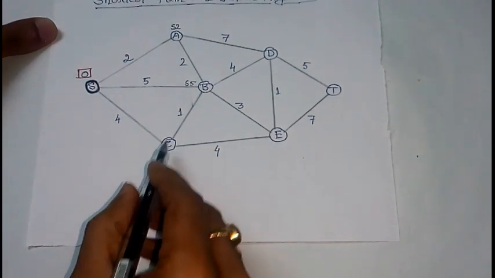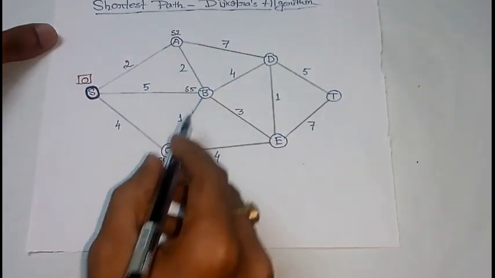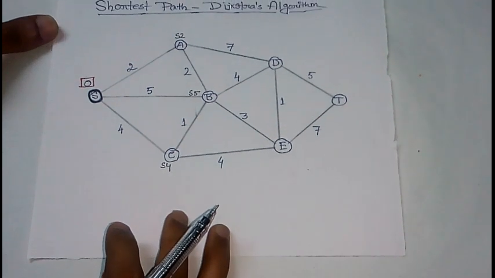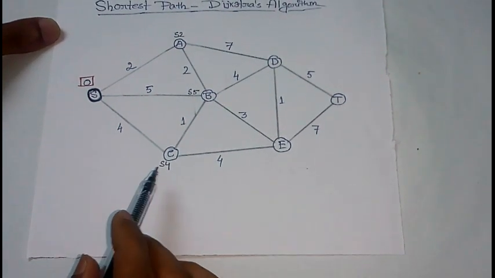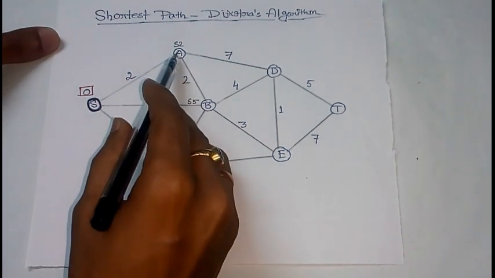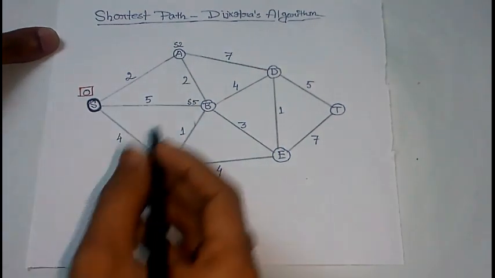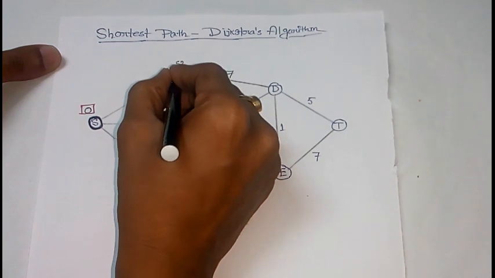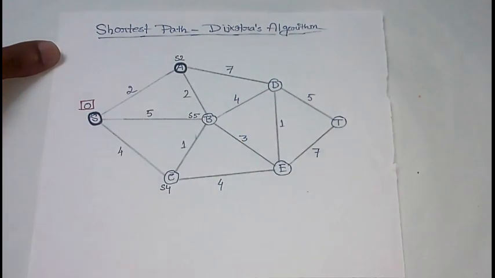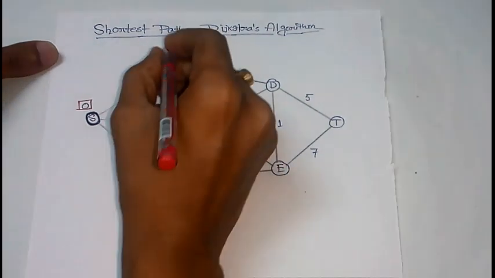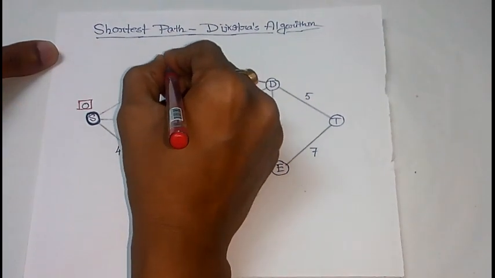So these are the temporary labels of these three vertices. Next, we shall consider the minimum of these three labels. What is the minimum among these three? Which is obviously 2, S2. So we shall select this vertex A, and this S2 will be the permanent label of this vertex A.